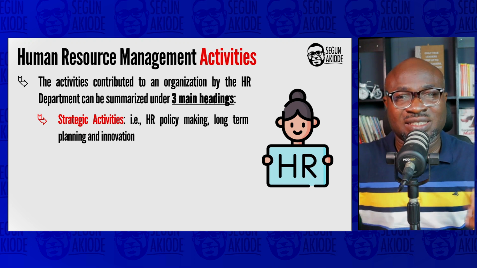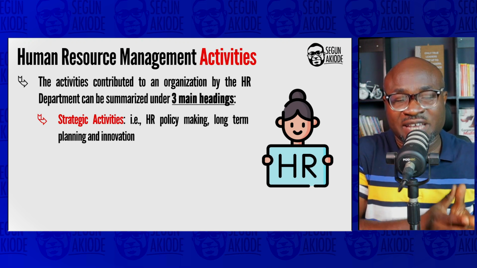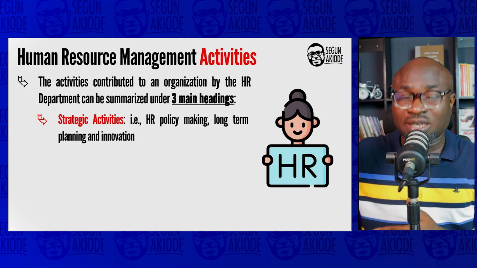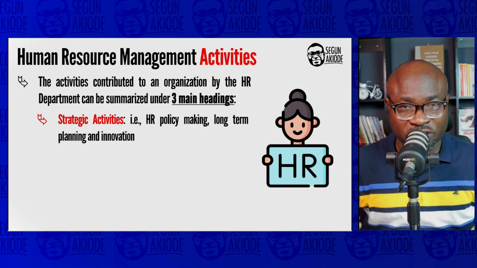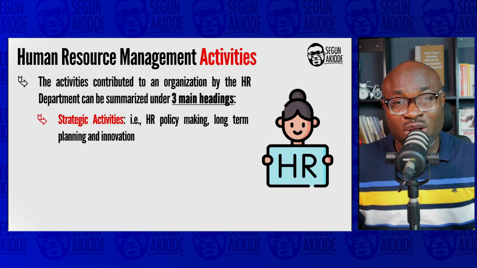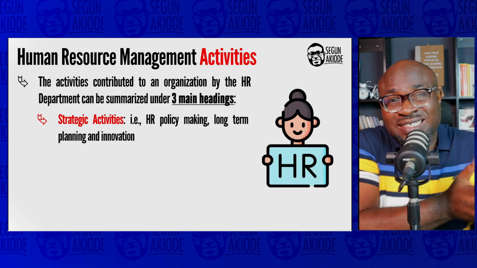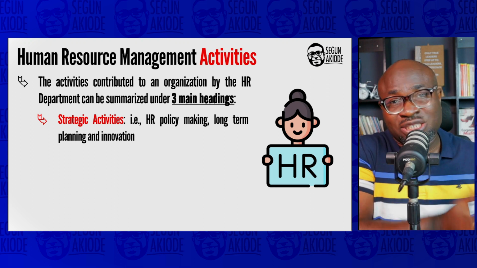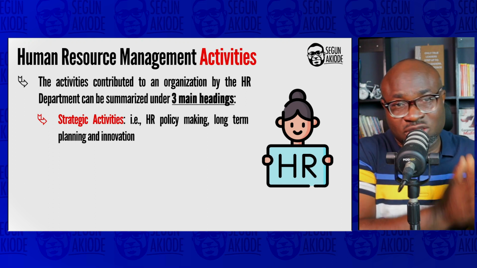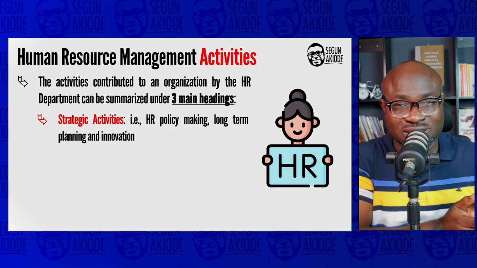Strategic activity has to do with the role that HR plays in terms of HR policy making, strategic long-term planning and innovation. This is the activity that sets the tone for how HR will influence the organization, with the understanding that HR is a business function and HR should be involved in the strategic activity and setting the strategic objective for human resources to support the organizational objective.